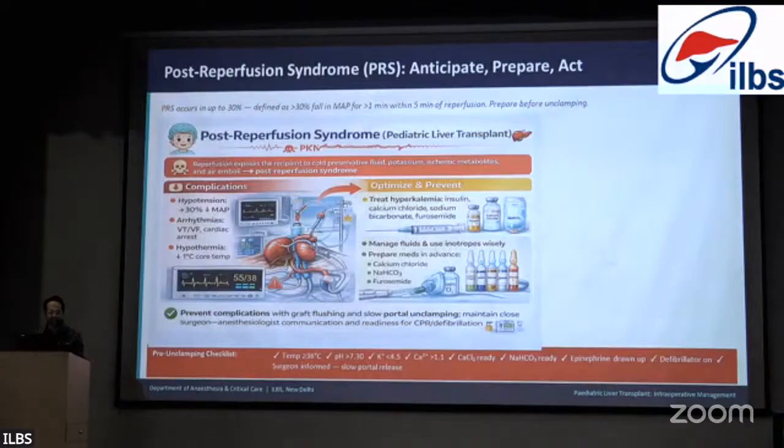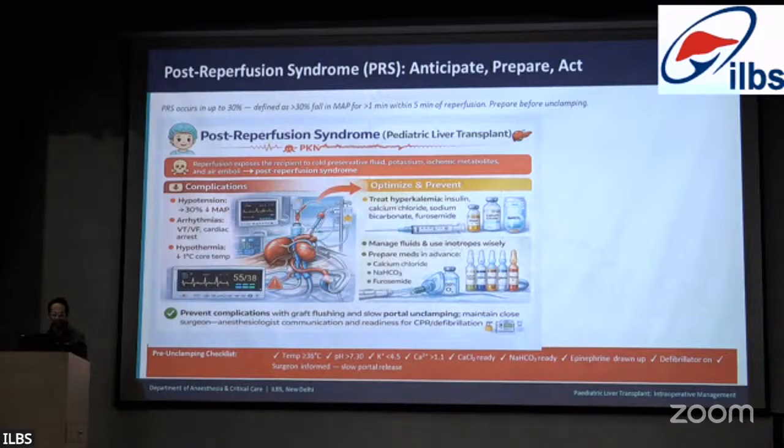Here, we face the challenge of post-reperfusion syndrome. PRS occurs in about 30 to 40% of the patients. It is defined as more than 30% fall in MAP for more than 1 minute within 5 minutes of reperfusion. So, how to prevent this? The main thing is optimization of the patient beforehand and prevention.